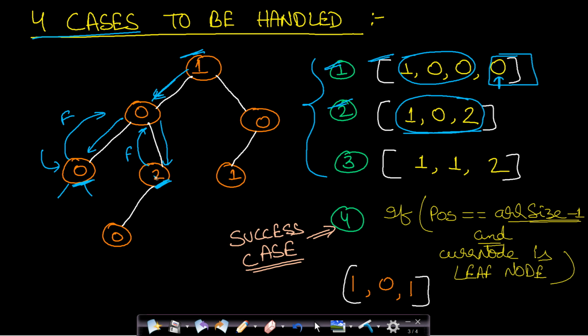That is, this path cannot lead to covering all these elements starting from root to leaf. So we will just return false, saying that try out any other path. Now the third case example is 112.